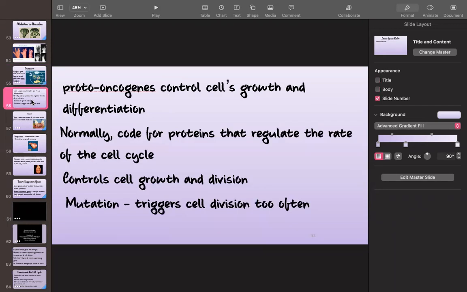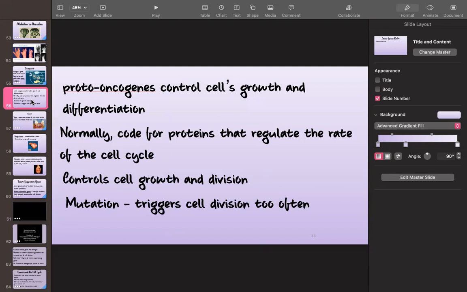So proto-oncogenes, which are the normal form, remember, control the cell's growth and differentiation. They normally code for proteins that regulate the rate of the cell cycle. Remember, the cell cycle is the cycle between interphase, mitosis, and cytokinesis. So in essence, they control the rate of cell division. If a proto-oncogene mutates and becomes an oncogene, it can produce too many of these proteins so that it triggers cell division too often.